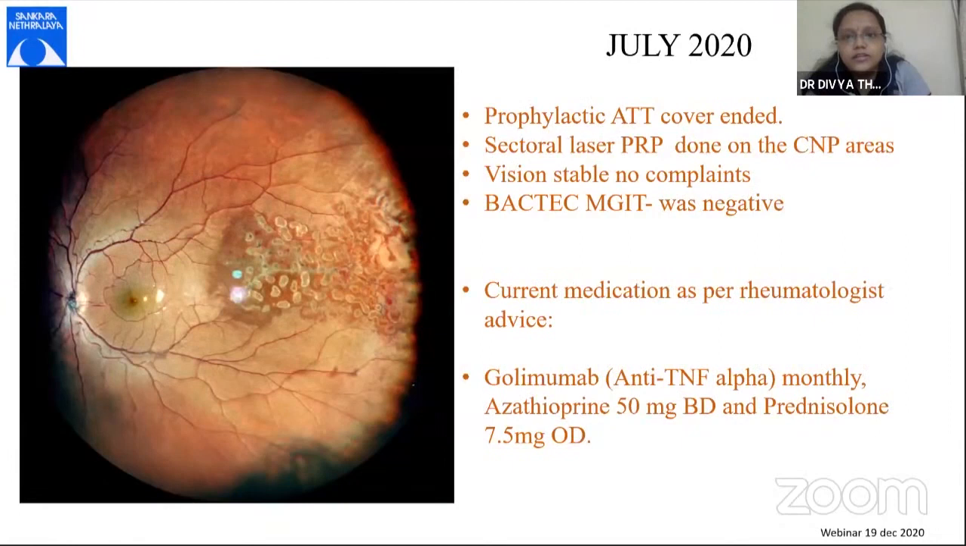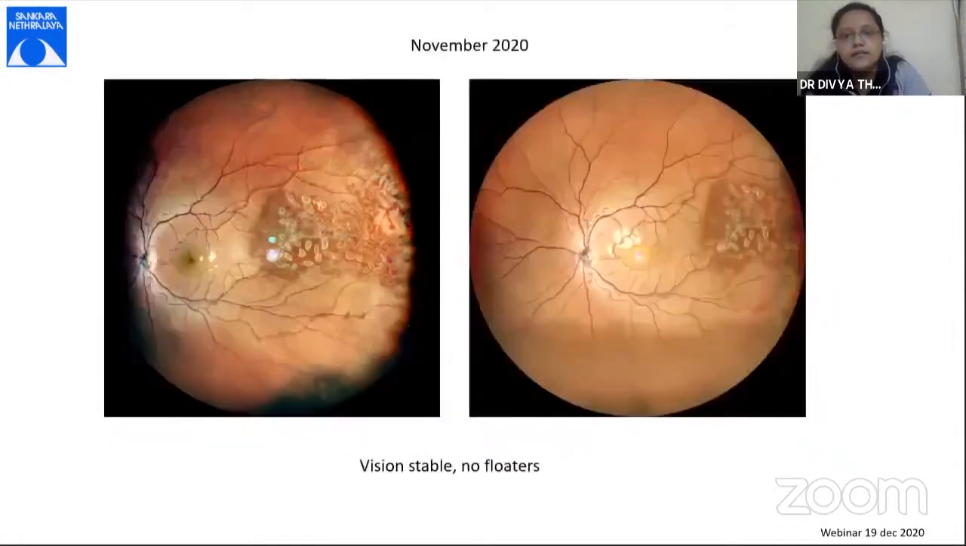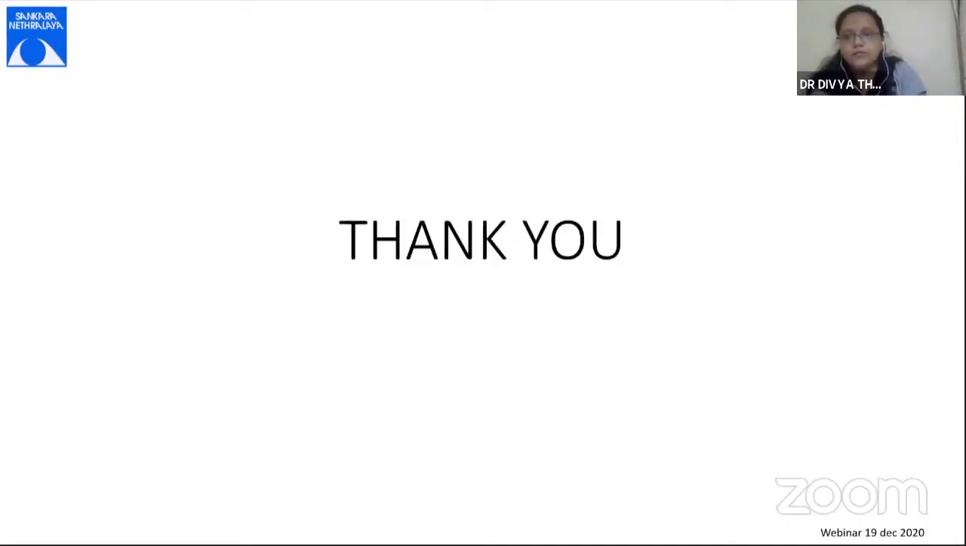In July 2020, the prophylactic ATT cover ended. Sectoral PRP was done in the capillary non-perfusion areas. His vision was stable and he was not complaining of any floaters. The BACTEC MGIT result was found to be negative. Under the rheumatologist's care, he was taking golimumab monthly, azathioprine 50 milligrams BD, and prednisolone 7.5 milligrams OD. The recent review is of November 2020. His vision was stable with no floaters. Thank you.